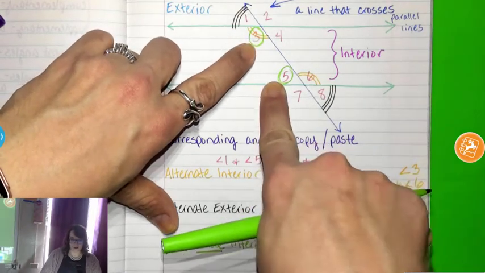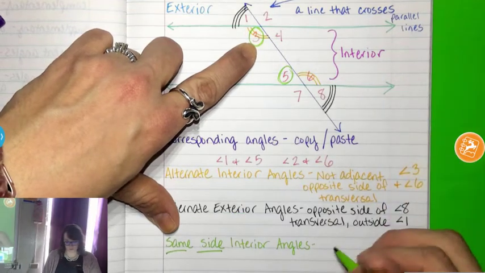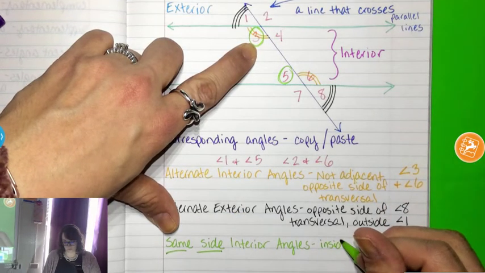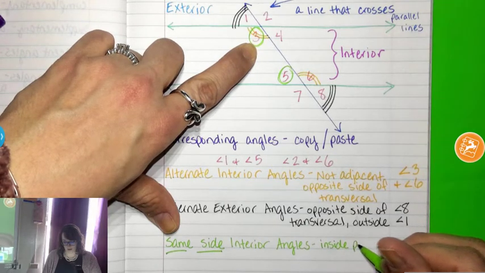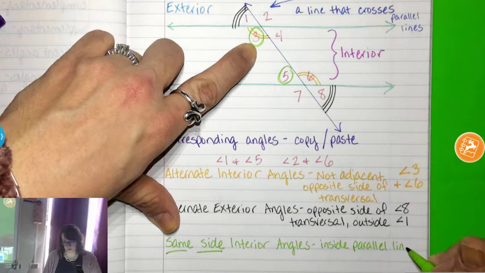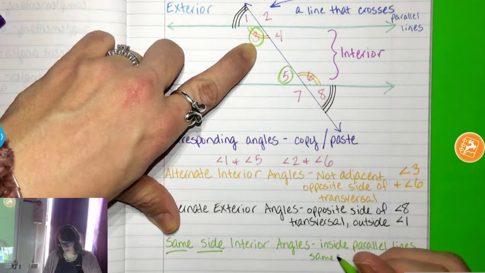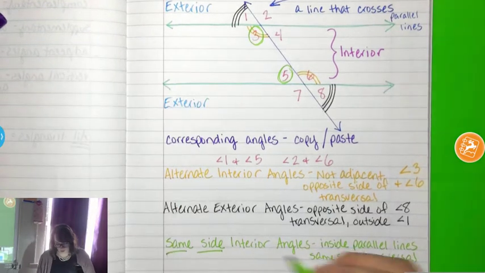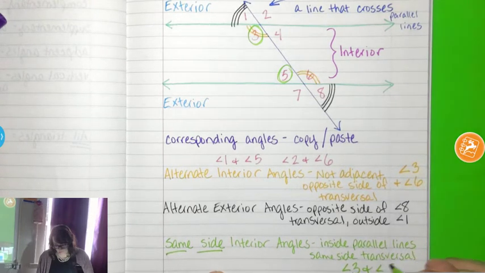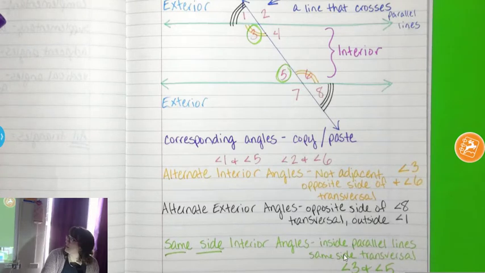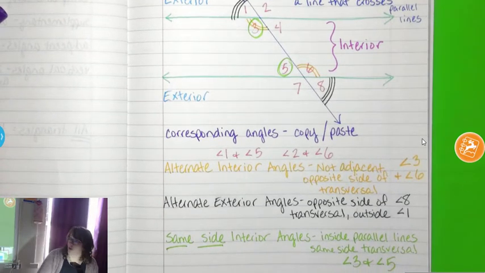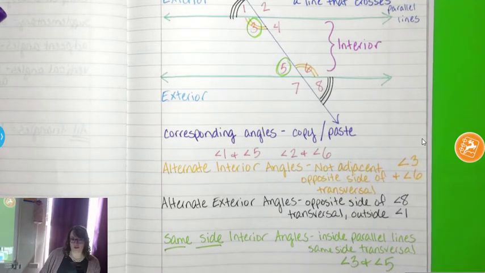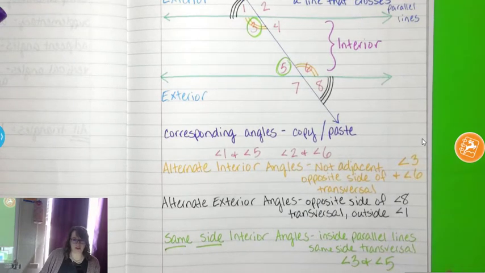interior angles. Inside parallel lines. Same side of the transversal. So angle 3 and angle 5 are examples of that. Now, are angle 3 and angle 5 equal to each other? No. But what do they do that makes them special? Anybody have a guess? They add up to 180 degrees.